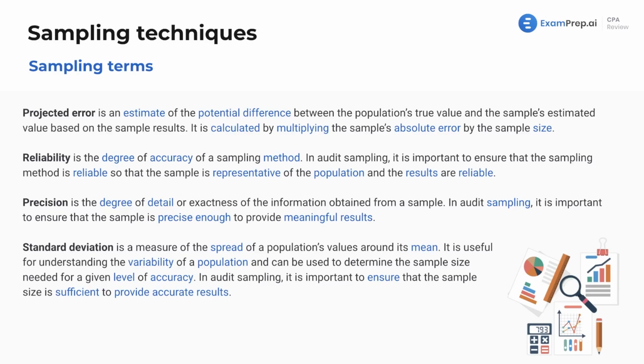Next up, we got reliability. How reliable is our sampling? This is the degree of accuracy of a sampling method. Here in audit sampling, it's going to be important to ensure that the sampling method is reliable so that the sample is representative of the population and the results can be trusted and are reliable. That's the key, most important thing here.